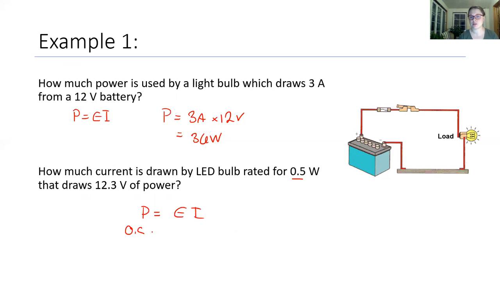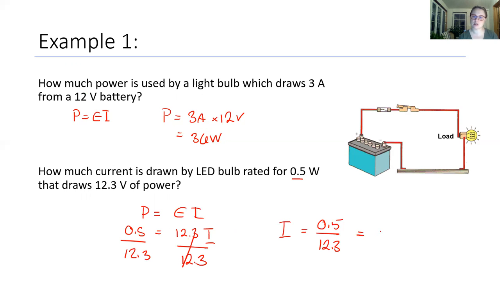So 0.5 is equal to 12.3 times our current. Divide both by 12.3. Current is equal to power divided by voltage, or 0.5 divided by 12.3, which gives us 0.0407 amps, or 40.7 milliamps. If you multiply that by 1,000, you get your milliamps.